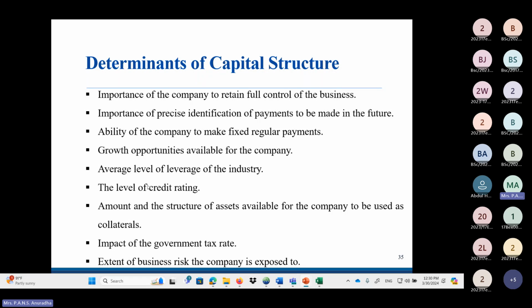These points are elaborated in the reading material very nicely. So you should read. So this is the end of the capital structure.